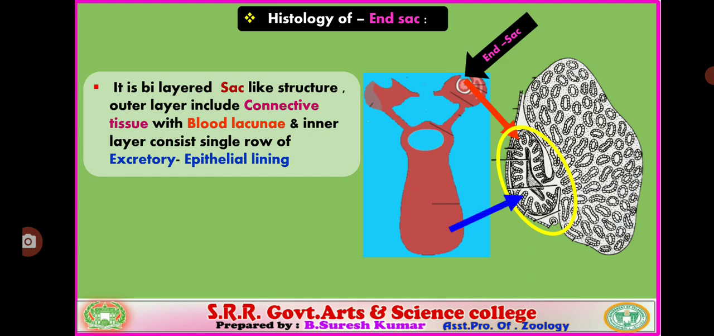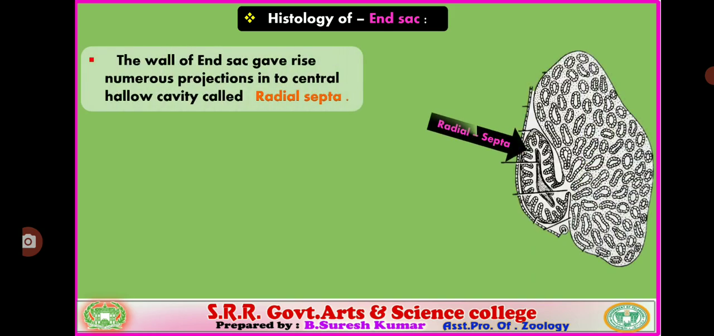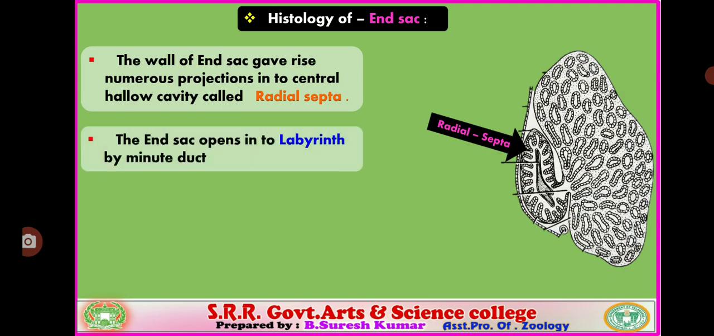The innermost layer is exclusively epithelial lining, the blue color arrow mark you verify. So that is the innermost layer. The innermost layer is exclusively formed with excretory epithelial cells. Such excretory epithelial lining shows invaginations. You verify in the diagram. So numerous invaginations are projected into the end sac. The wall of the end sac gives rise to numerous projections into the central hollow cavity, which are called radial septa. They are named as what? Radial septa.